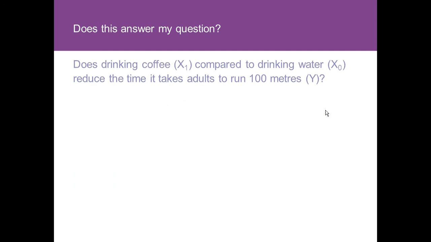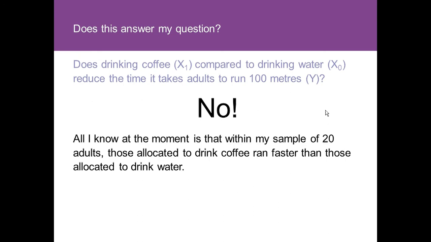So does this answer my question? Does drinking coffee, compared to drinking water, reduce the time it takes adults to run 100 meters? No, it doesn't. All I know at the moment is that within my sample of 20 adults, those allocated to drink coffee ran faster than those allocated to drink water.